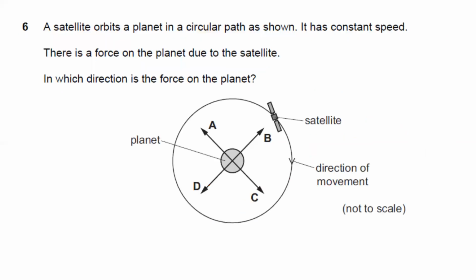Next question. It says a satellite orbits a planet in a circular path as shown. It has constant speed. There is a force on the planet due to the satellite. In which direction is the force on the planet? So the satellite is orbiting around this planet, and the centripetal force will be in this direction, and the force on the planet due to the satellite is in the opposite direction, the B direction. So that is answer number B.